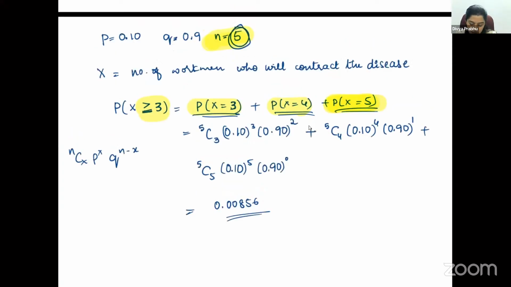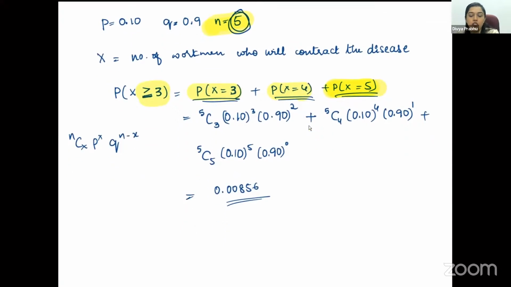Understood? So this is a very simple question. All you have to do is find what is N, what is P. Once you get P, you can calculate Q, and define what is X. X is always what is asked in the question. All these basics, if you understand, any question that comes in the exam, you'll be able to solve. Okay?